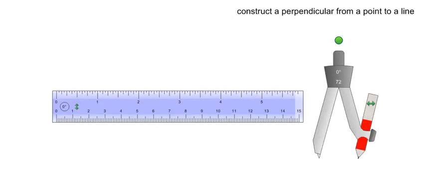Well, I hope you've somewhat enjoyed these constructions. I've always liked constructions. I think they're fun to do. It's a little different than doing algebra and things like that. It's more of an art exercise.